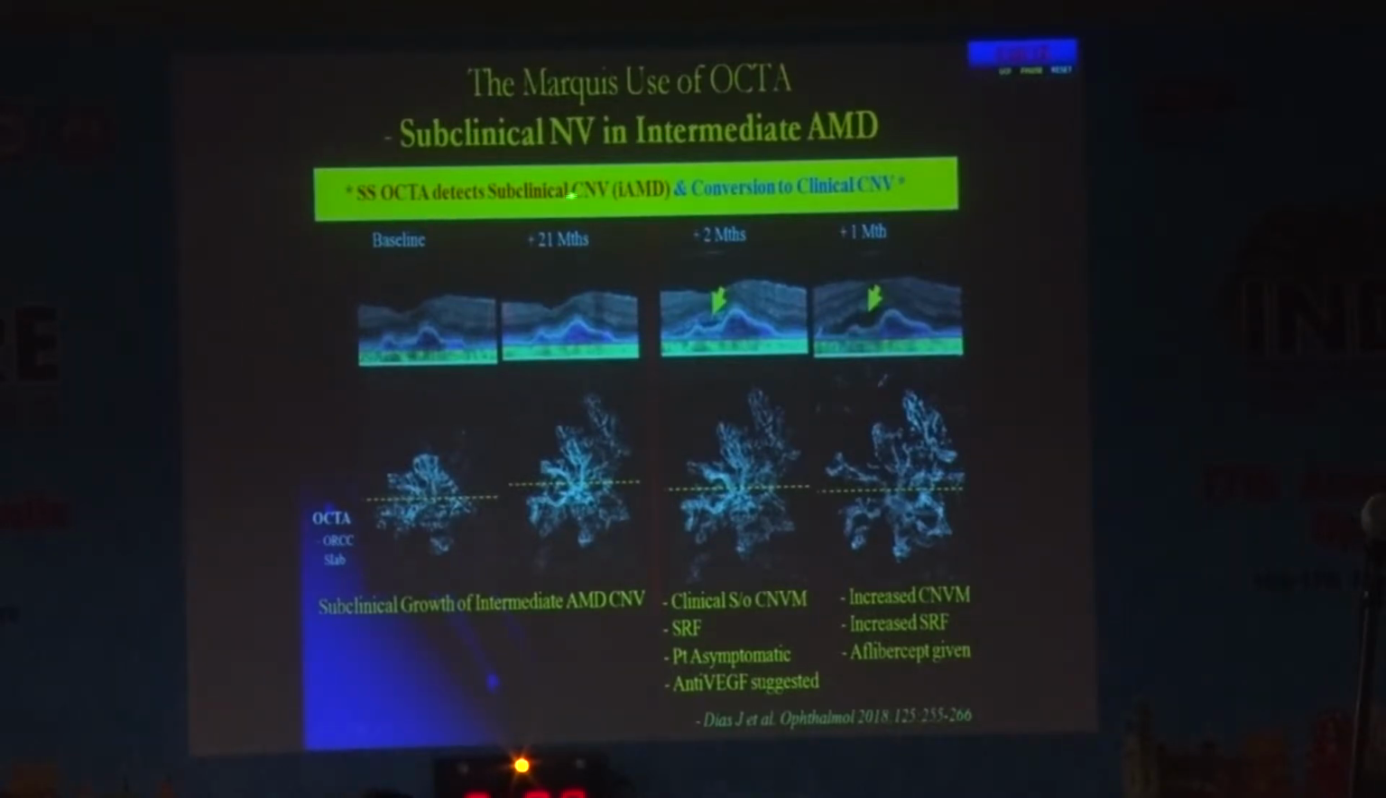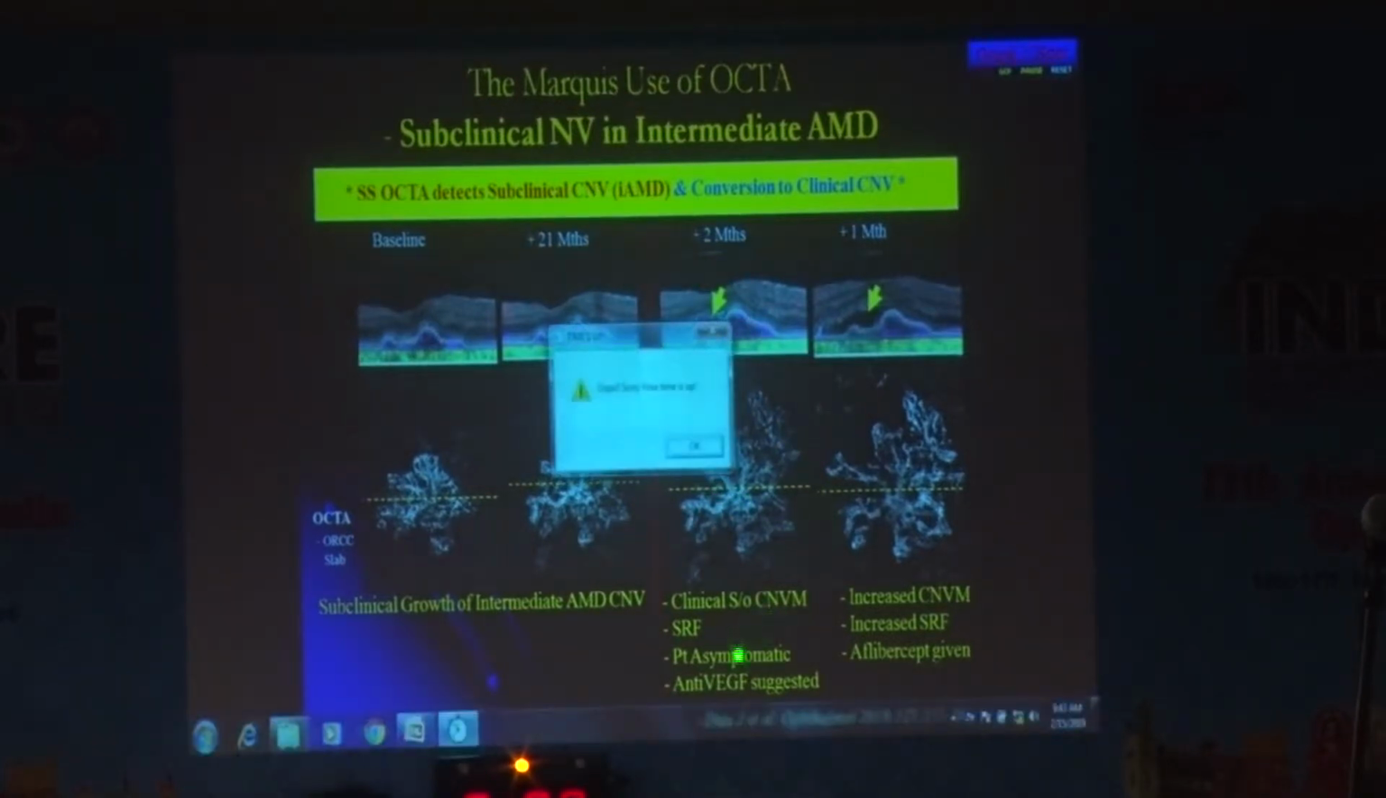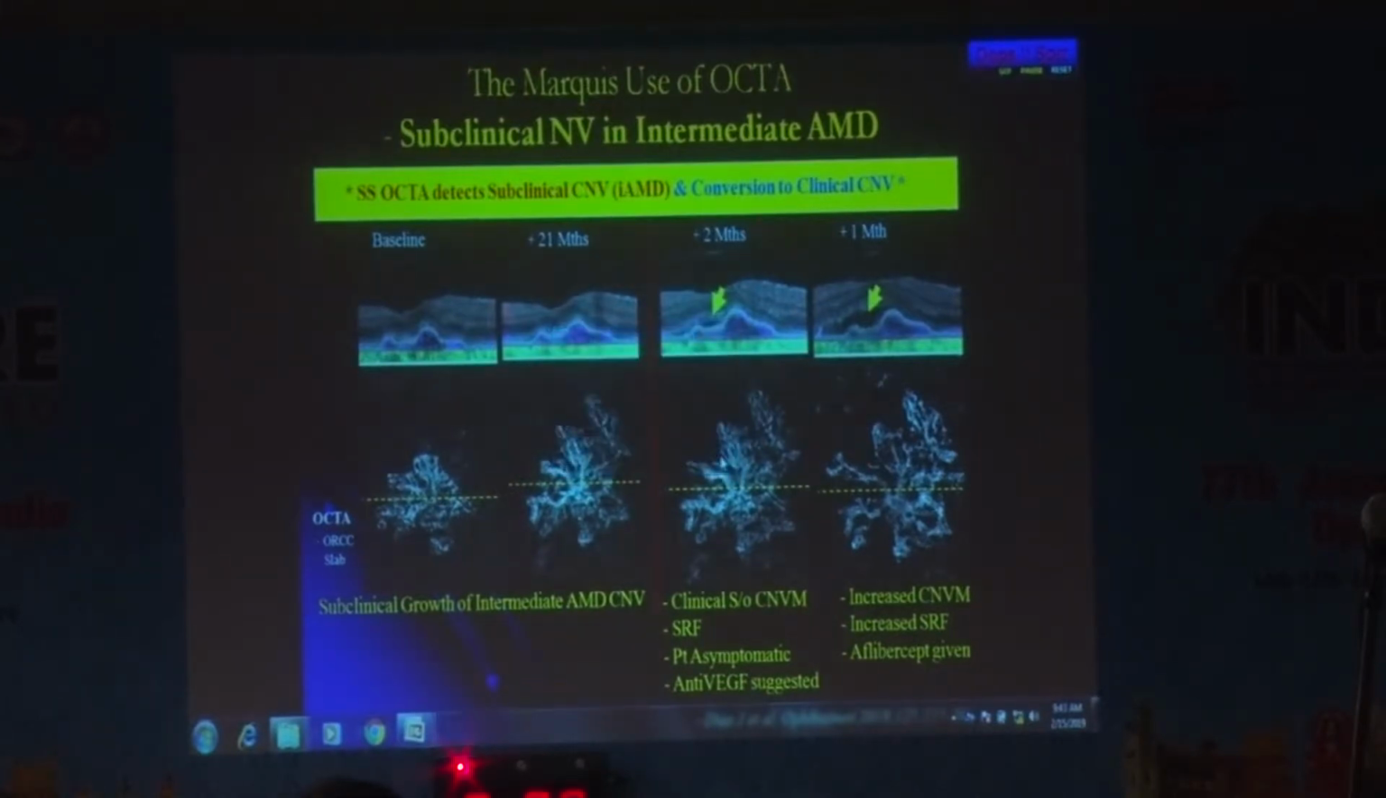Swept source detects this and then shows conversion to a clinical CNVM, where you have this lesion here at baseline becoming a little larger, but still on the structural OCT there's hardly any change. But then just 2 months after this, you see suddenly a sort of popping up, and then you see that this has actually increased, and then a month later you see that this has become clinically significant, and this patient was treated with aflibercept.